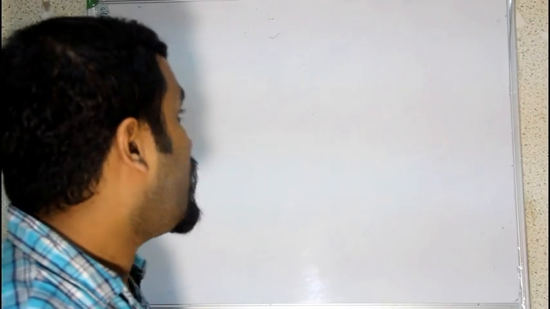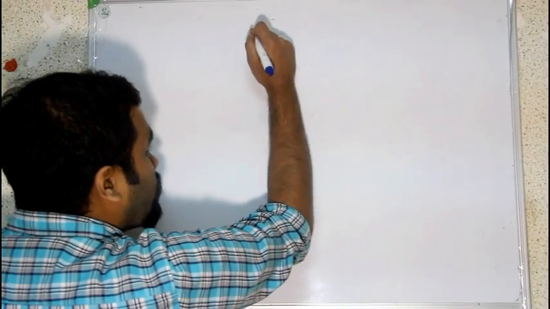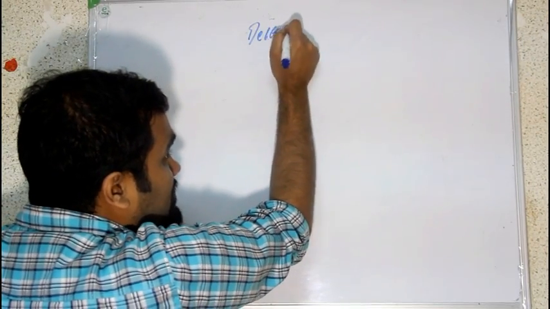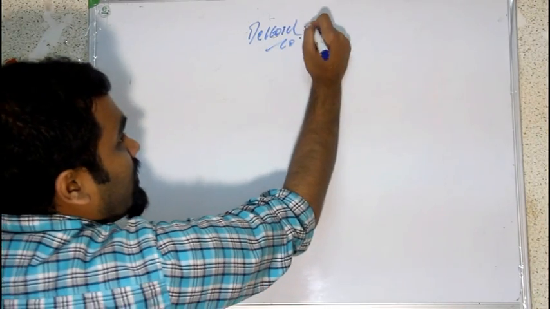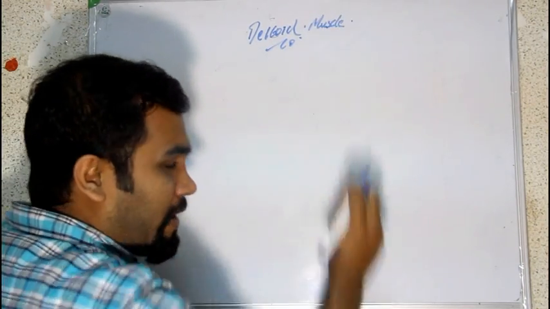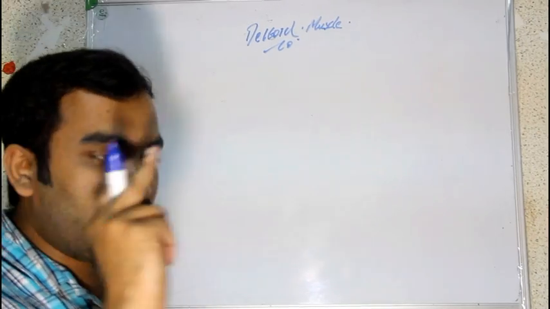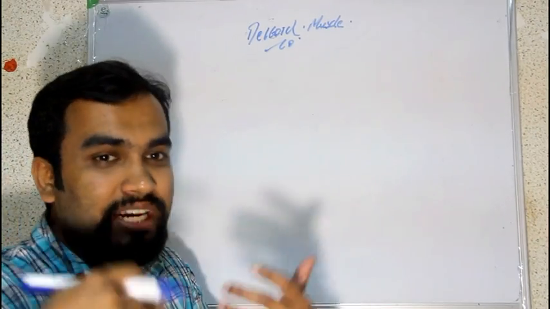We'll start from the deltoid muscle, okay? I told you deltoid muscle, right? Deltoid muscle is supplied by which nerve? Deltoid muscle is supplied by the axillary nerve. The axillary nerve supplies only two muscles in our body, the deltoid and teres minor.